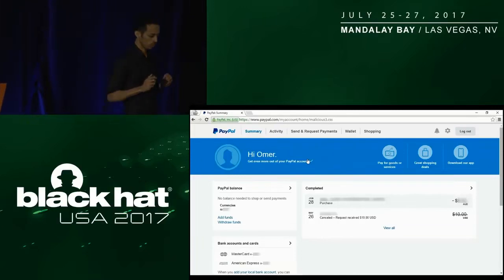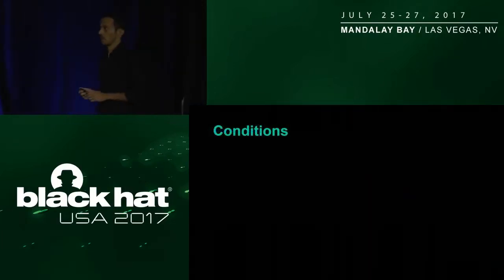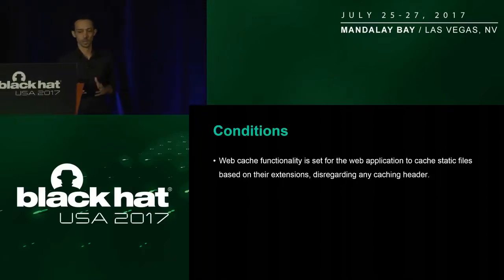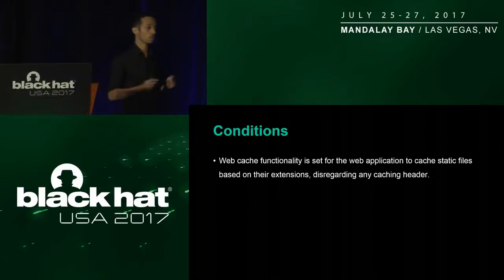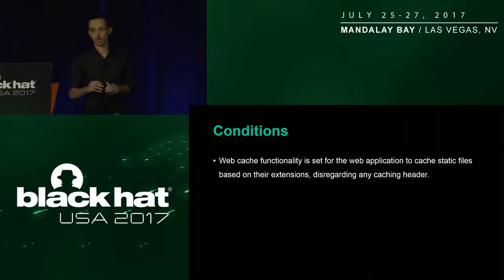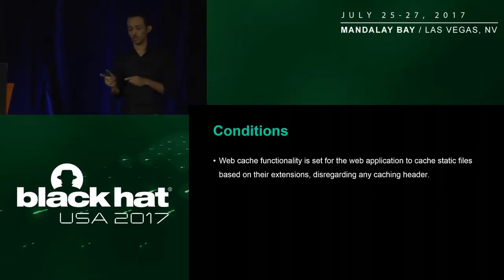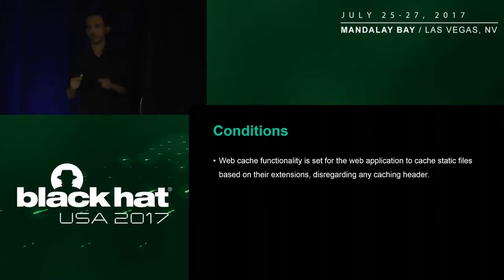Okay, so what are the conditions for web cache deception to exist in a web application? Let's have a look. The first one is that web cache functionality is set for the web application to cache static files based on their extensions, meaning according to the end of the URL. Okay? And disregarding or overriding any caching header. We need the caching mechanism to overwrite or disregard any caching header because, as I told you at the beginning of the talk, the file for the triggering URL arrives from the web server with a no-cache directive.